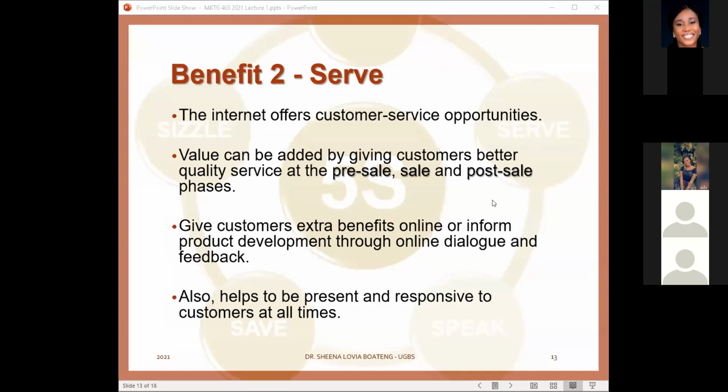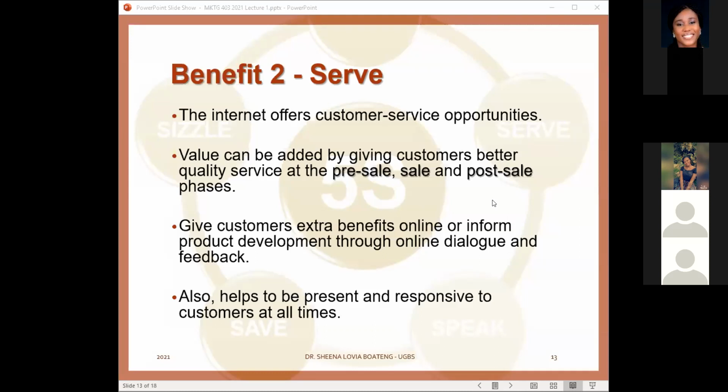With the internet, we can give customers service both before the sale, during the sale, and after the sale, such that customers get extra benefits at each stage by virtue of the unique characteristics of the internet that help us to target them at their point of need. So for instance, let's talk about the pre-sale and how the internet can help us to provide good customer service at the pre-sale level.